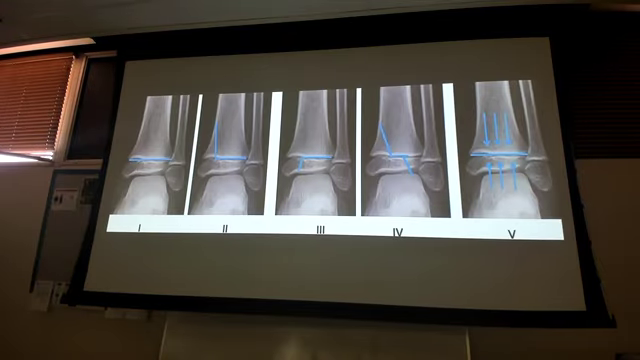Here's another example based off of an x-ray. I recognize there are lines and not fractures there, but it just kind of shows you what each of the types are, giving it to you in multiple ways to kind of view this.